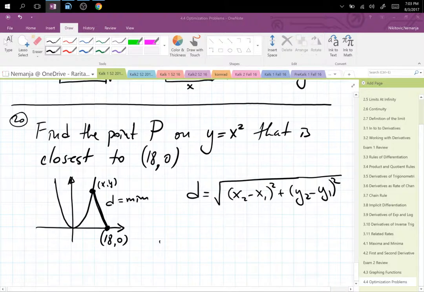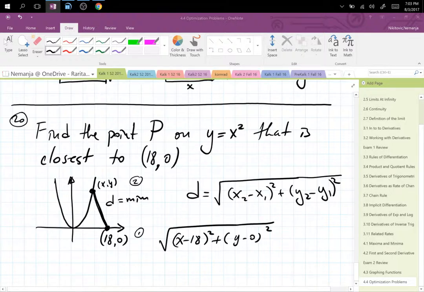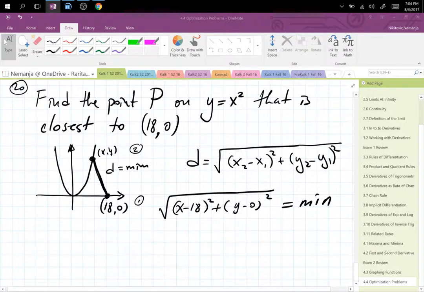So let's go x2. So call this point number 2, call this point number 1. So you have your x2. So x minus 18 squared plus y minus 0 squared. And that distance you want to be minimum. There's your objective equation right off the bat.